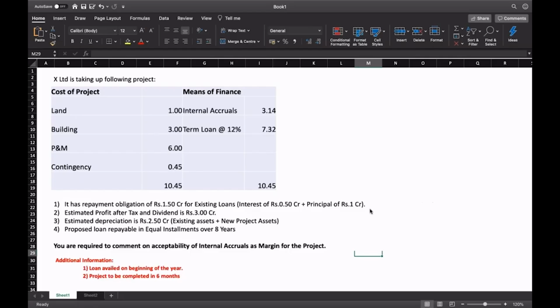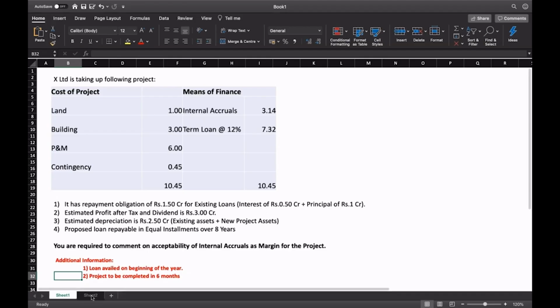I have taken the case here, same information, but there are two additional things. One, the assumption is the loan is availed at the beginning of the year, and the second assumption is the project is to be completed in 6 months. These two assumptions were not there earlier when we discussed. So if the loan is availed on, let's say, 1st April, and the project gets completed in 6 months, that is 30th September, we have to look more at that first 6 months period, how they will manage the margins, because the margin is 3.14 crore. Whether they will have sufficient margin at that point and whether they'll be able to service their existing loans, both have to be taken into consideration.